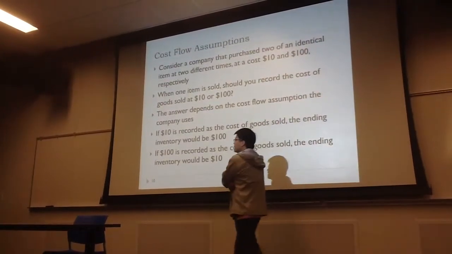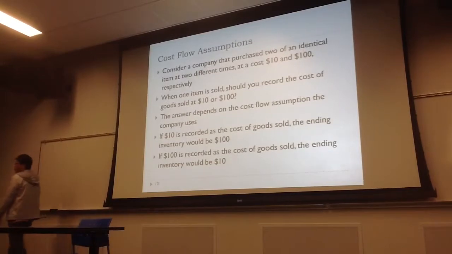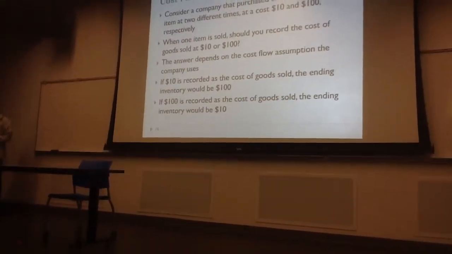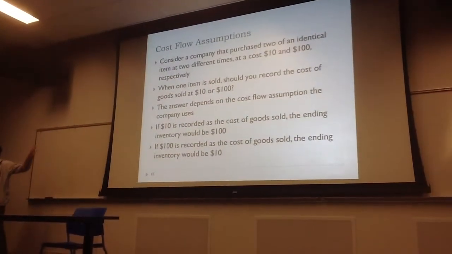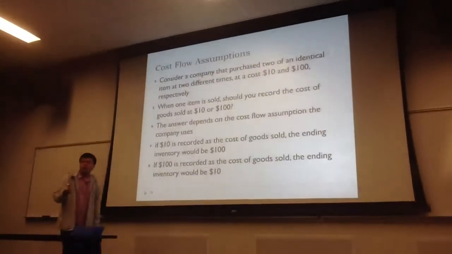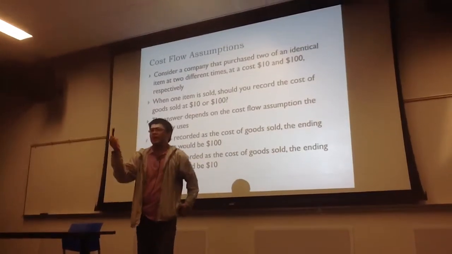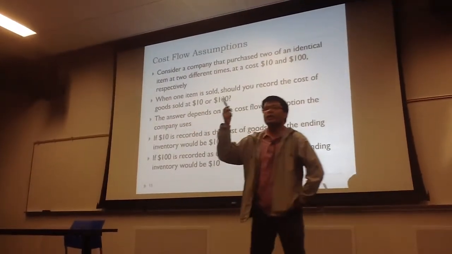Okay, so think about this example here. So consider you purchase two of an identical items at two different times. Okay, at a cost of $10 or $100. That may be a rather extreme case, or you could think about you are selling inventory which is a pen or a marker, and then 1 year ago you purchased a marker that cost you $2.50, and today it costs you $3.